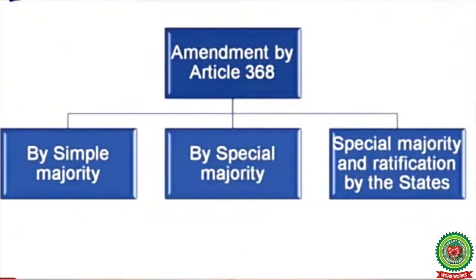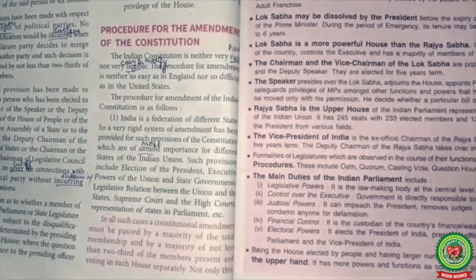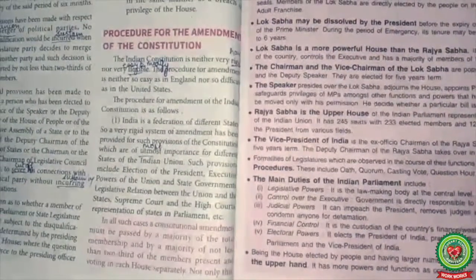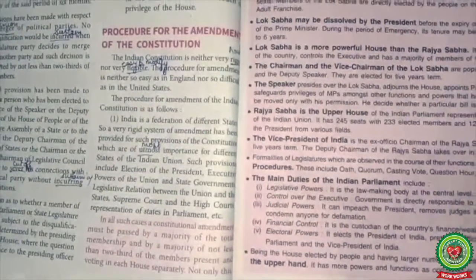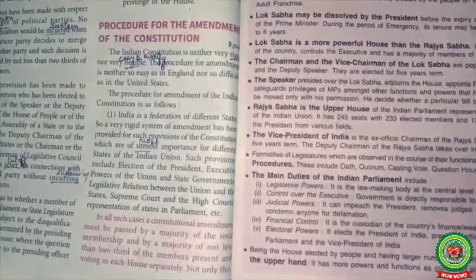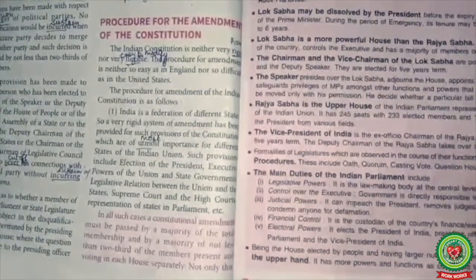There are three types of amendments. First, by simple majority. Number 2, by special majority of the Parliament. Number 3, by special majority and ratification by the legislatures of half the states present and voting by a simple majority. First, by simple majority of the Parliament. A number of provisions can be amended by simple majority of the Parliament. It includes establishment of new states, salaries and allowances of MPs, quorum of the Parliament, privileges of the Parliament, use of the English language in the Parliament.